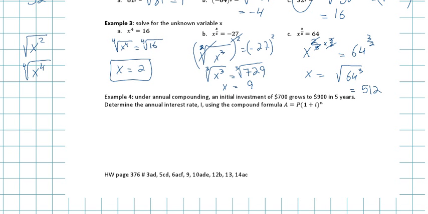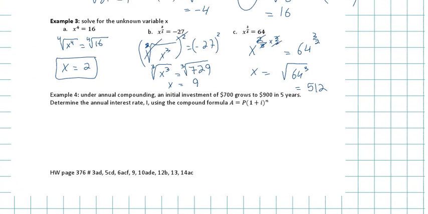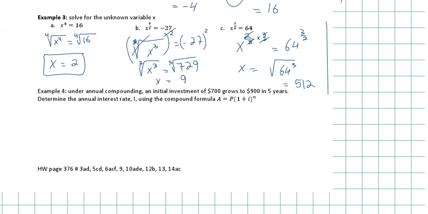Between B and C, I can do C the same way I did B. This is the cube root of x squared equals 64. First thing I have to cube, to get rid of the cube root. And then the second thing is I have to square root. So I end up with x equals the square root of 64 cubed. That is exactly the same thing as that.